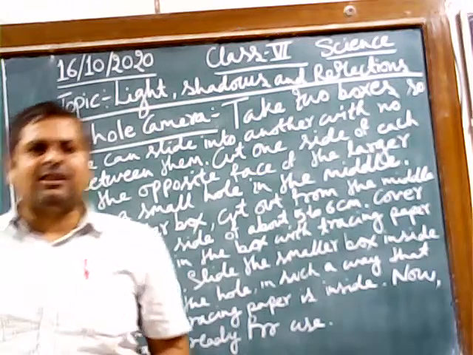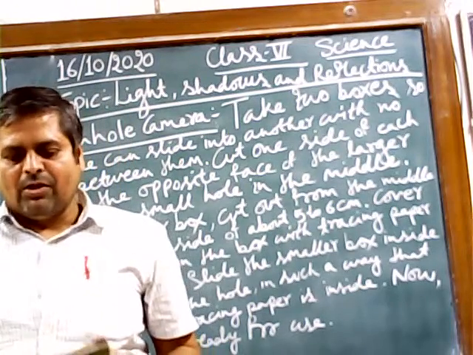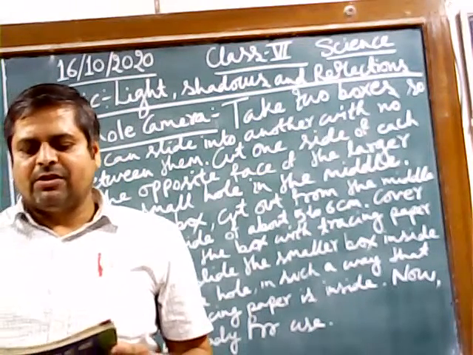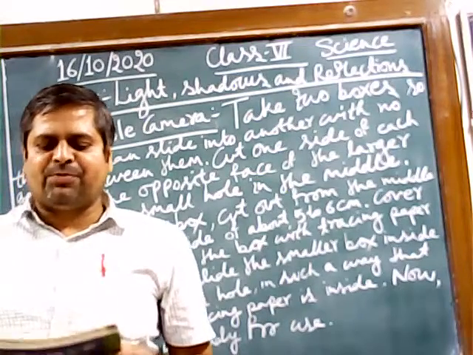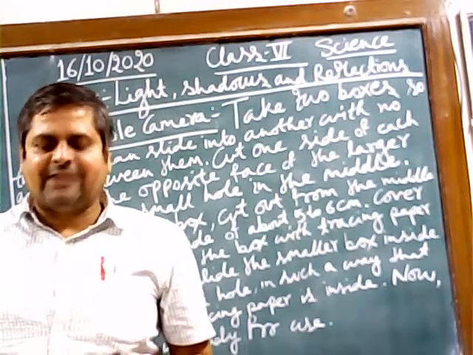वो objects कहाँ होने चाहिए? Bright sunshine में होने चाहिए. Move the smaller box forward or backward till you get a picture on the tracing paper pasted at the other end.